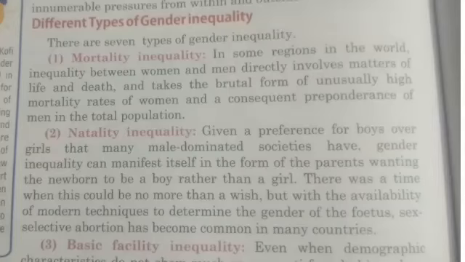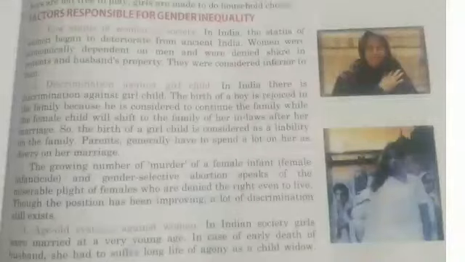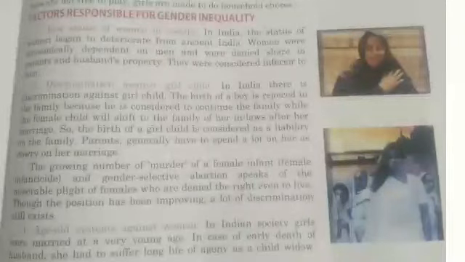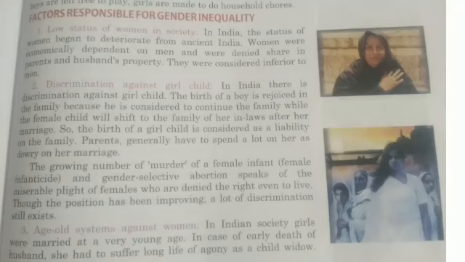Factors responsible for gender inequality. Low status of women in society. In India, the status of women began to deteriorate from ancient India. Women were economically dependent on men and were denied a share in parents' and husbands' property. Discrimination against the girl child. In India, there is discrimination against the girl child. The birth of a boy is rejoiced in the family because he is considered to continue the family, while the female child will shift to the family of her in-laws after her marriage. Age-old system against women. In Indian society, girls were married at a very young age. In case of early death of the husband, she had to suffer a long time of agony as a child widow.